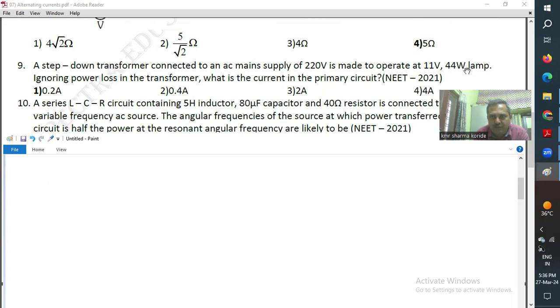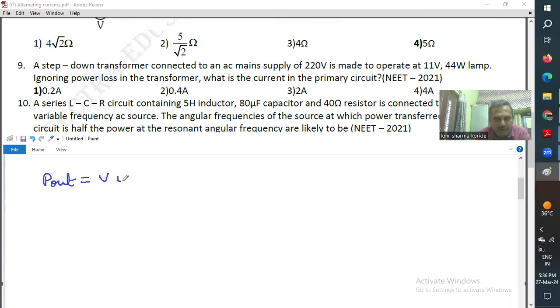11 volts and 44 watt lamp. So this is the output side. First, let us find out the current on the output side. Ignoring the loss of power in the transformer, what is the current in the primary? So power out is equal to V and I.